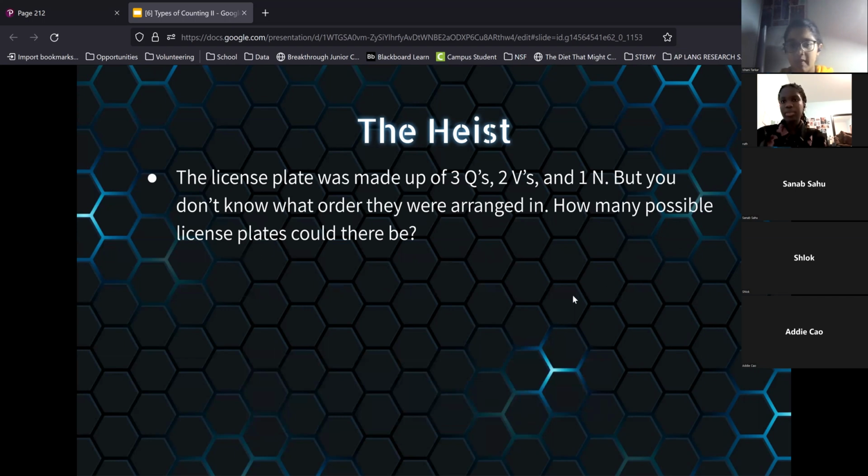So the license plate was made up of 3 Qs, 2 Vs, and 1 N, but you don't know what order they're arranged in. So how many possible license plates could there be?